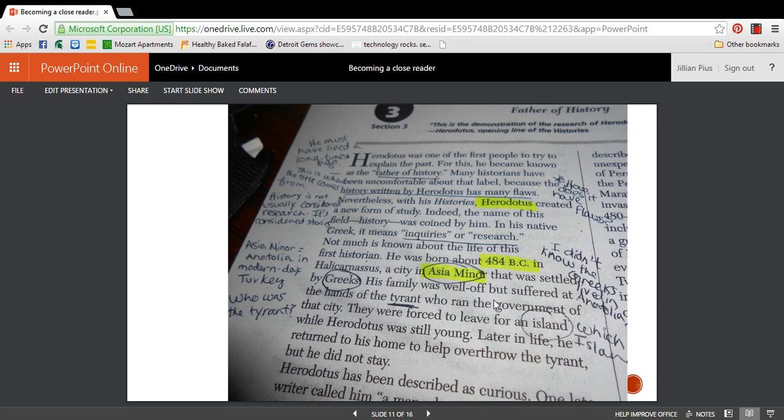Herodotus was one of the first people to try to explain the past. So on the left-hand side, I said he must have lived a long time ago, because if he was the first person, that was, I'm guessing, a long time ago. For this, he became known as the Father of History.